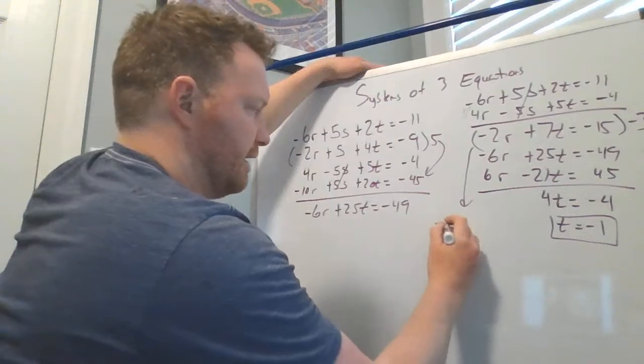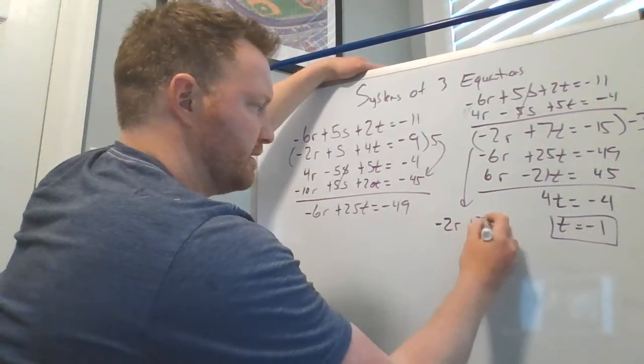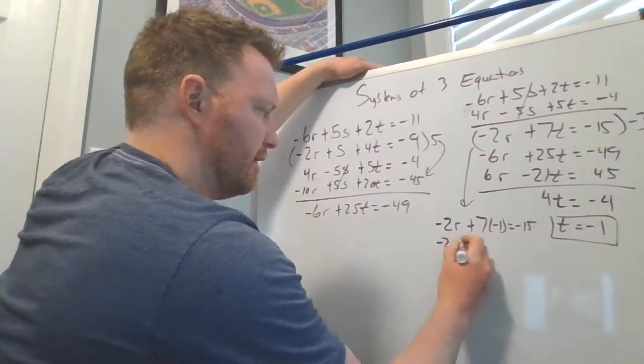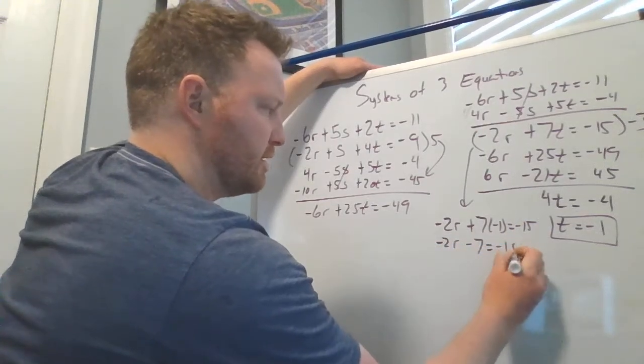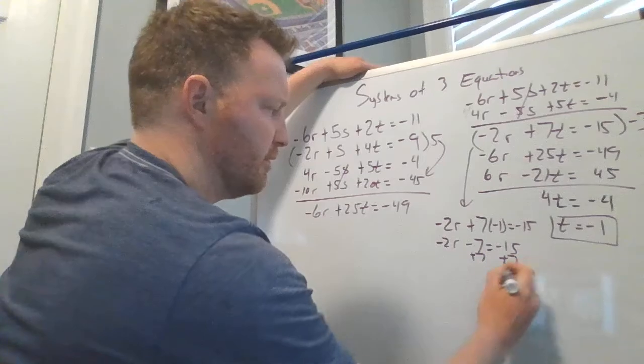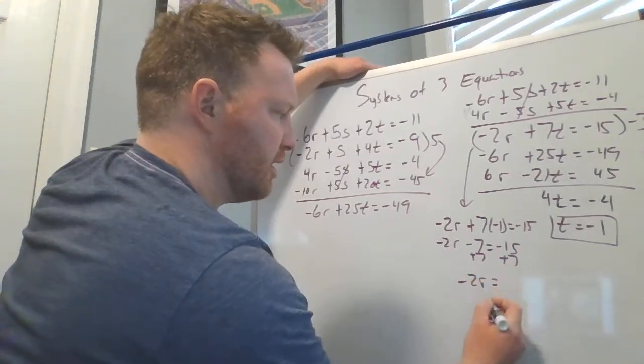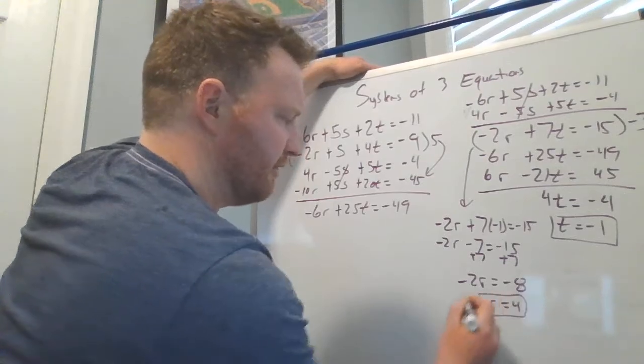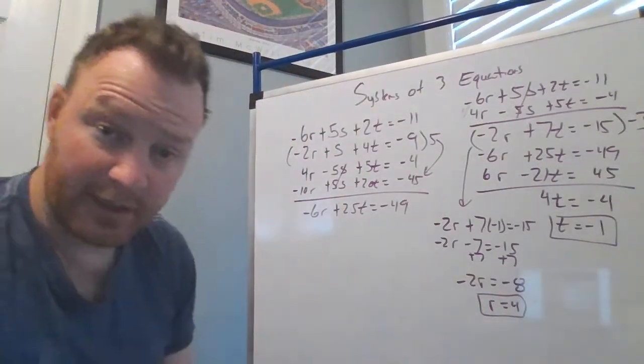So now I got negative 2r plus 7 times negative 1 equals negative 15. Negative 2r minus 7 equals negative 15. I add 7 to both sides. Negative 2r equals negative 8, so r equals a positive 4. Divide both sides by negative 2.